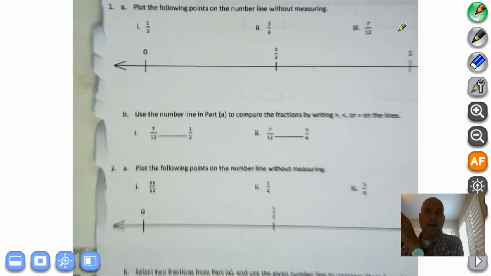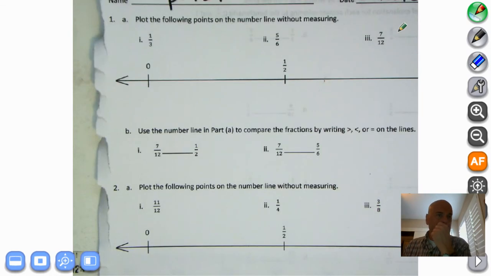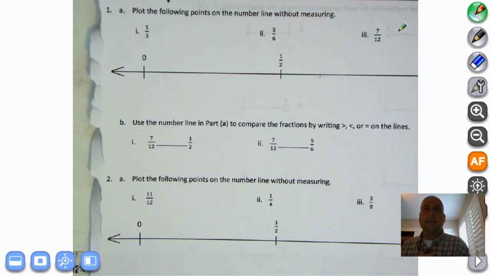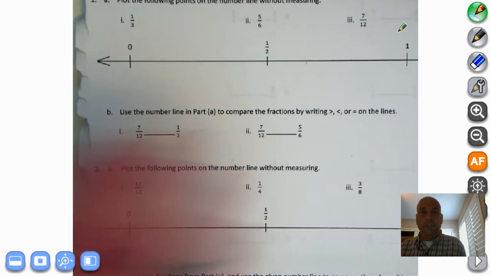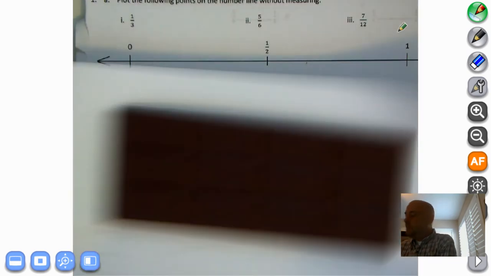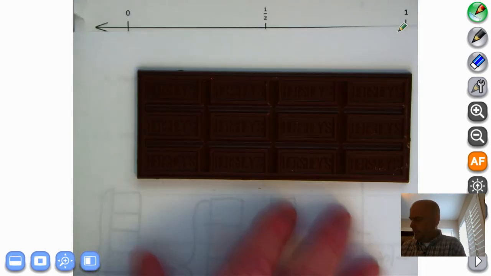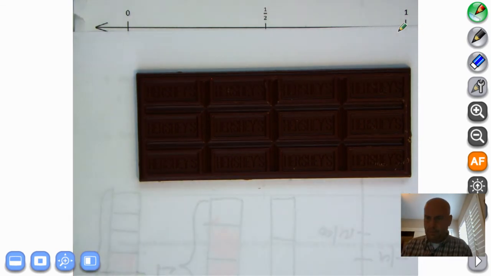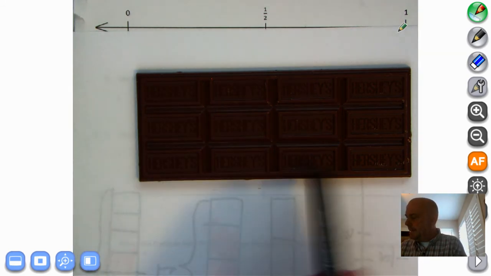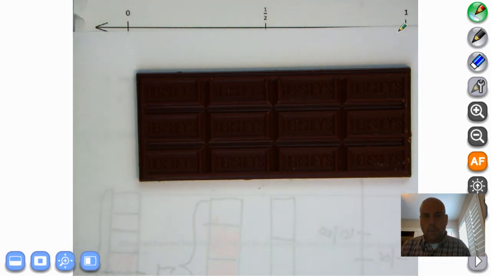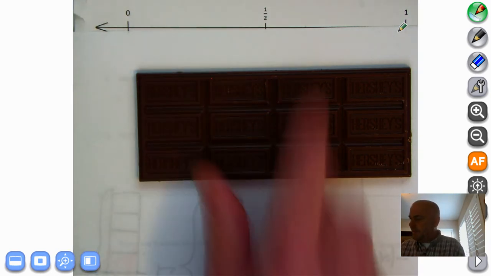That's module 5. So it says plot the following points on the number line without measuring. Okay, so we're going to measure a little bit anyways because I thought I would share this lesson with you a different way. We got a Hershey's chocolate bar right here. Plain old, good old Pennsylvania Hershey's chocolate bar. We got 1, 2, 3, 4, 5, 6, 7, 8, 9, 10, 11, 12. Okay, so there's 12 little pieces there. Can't see them too well, but 12.